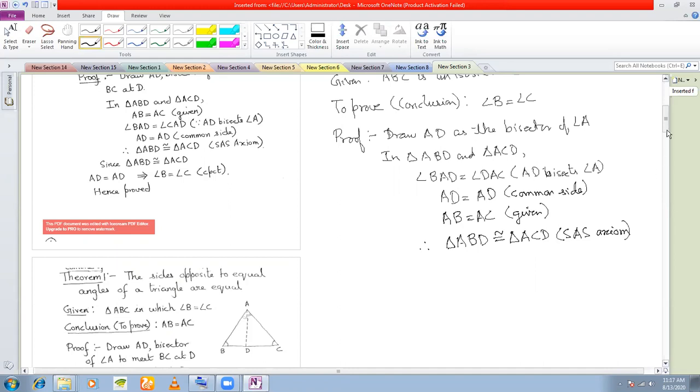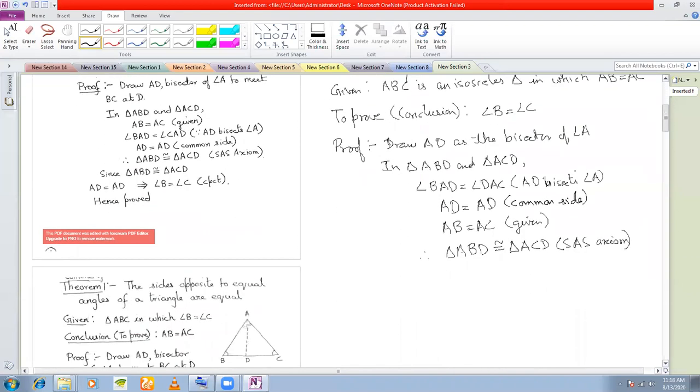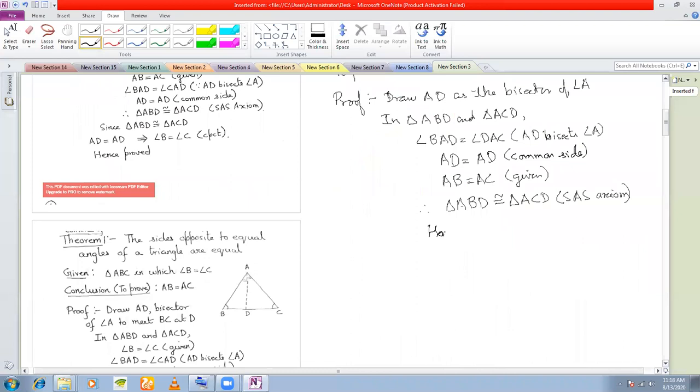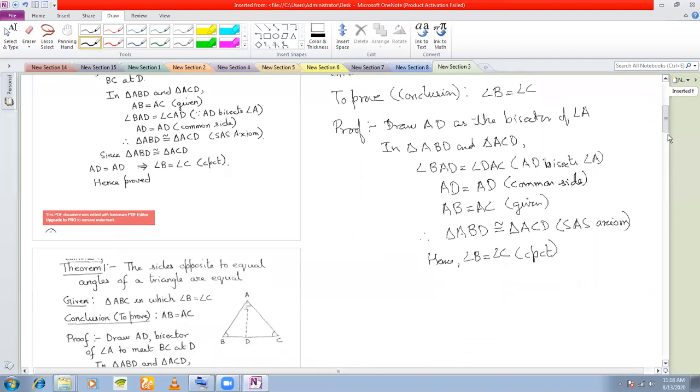Okay. Now, once we have proven the two triangles to be congruent, that is this triangle congruent to this triangle, then I can say that these two angles are equal. Why? Because the angle opposite to AD in this triangle and the angle opposite to AD in this triangle are corresponding. So therefore, I can say hence angle B is equal to angle C by CPC. Okay, this proof you need to know. We will be applying this also, but the proof also you need to know.